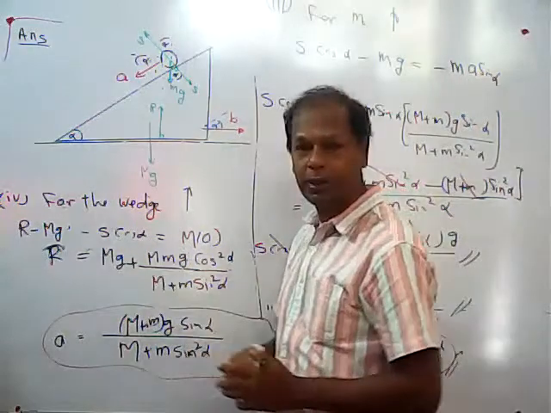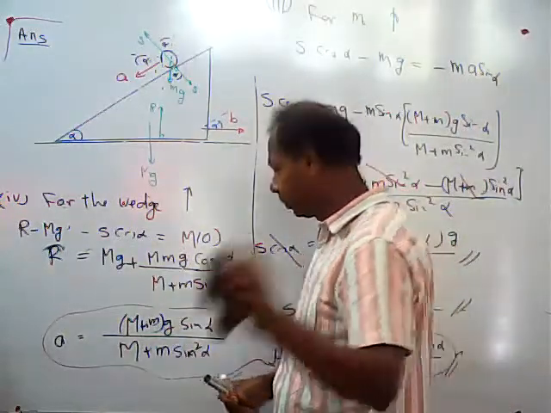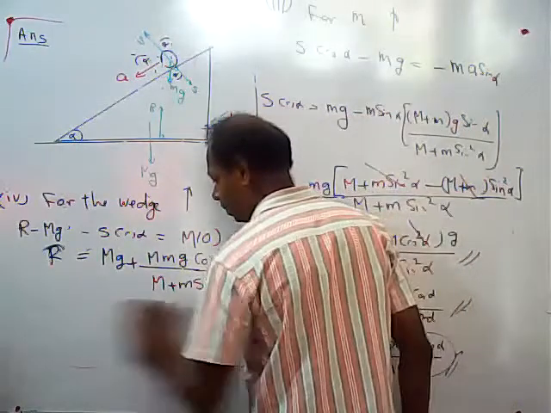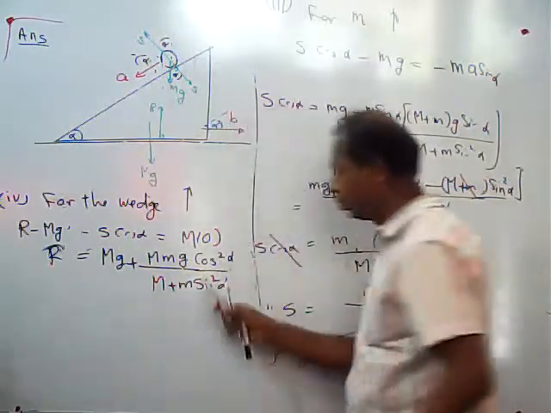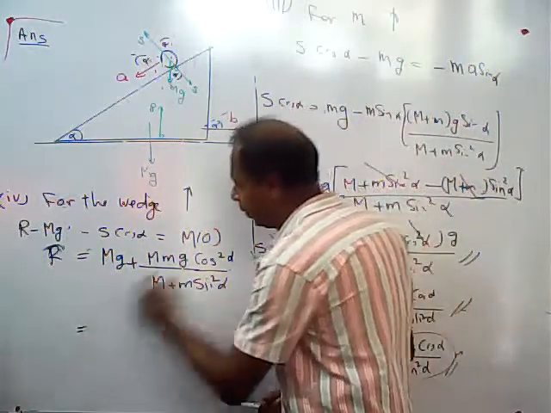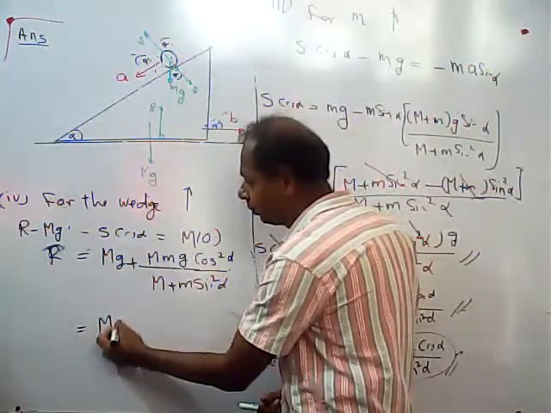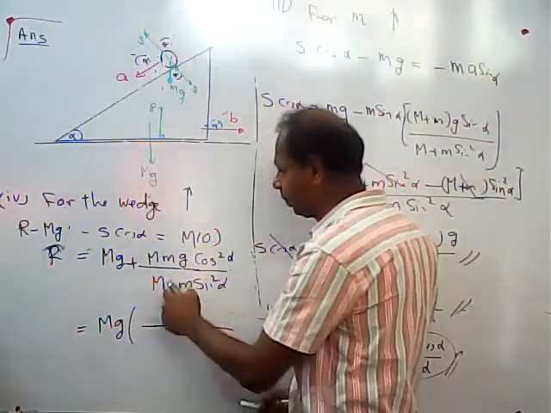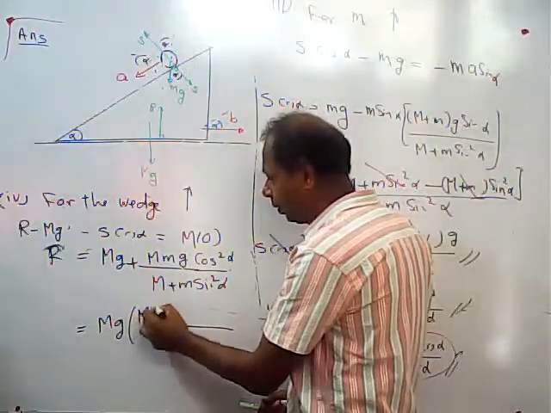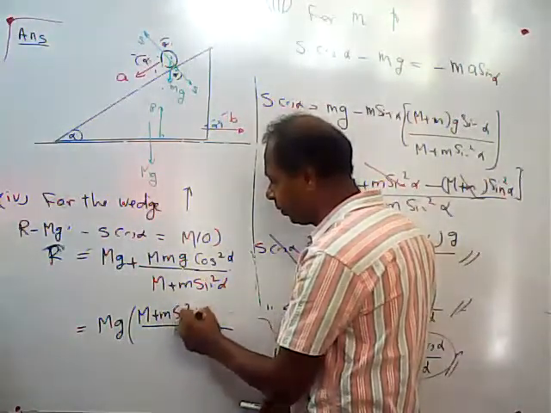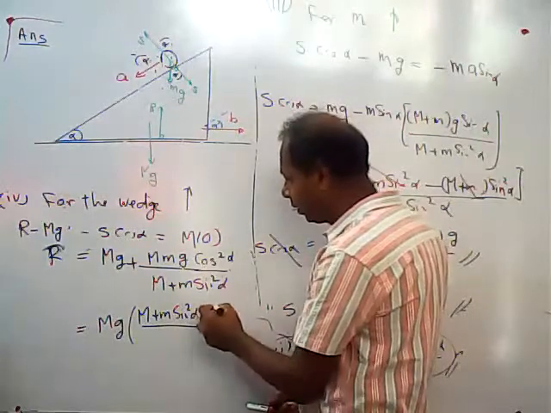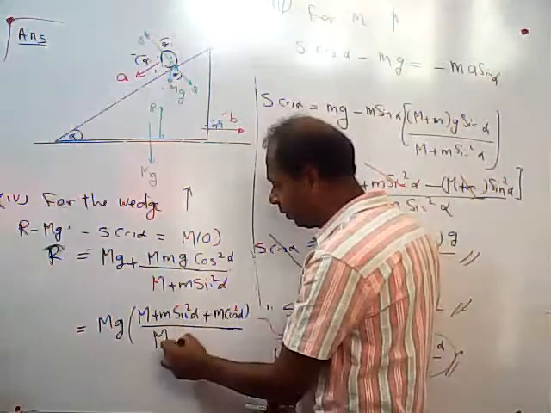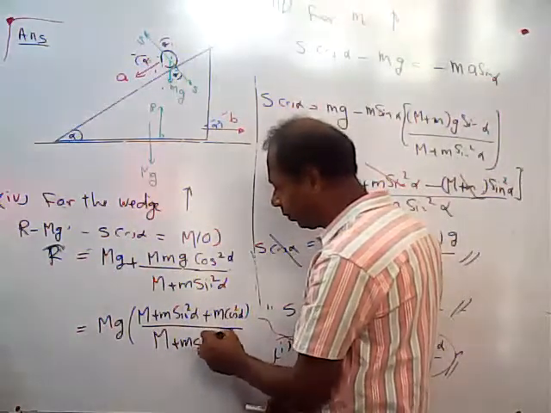So you can take mg out and simplify it. Mg can be taken out, and you are going to get m plus m sin squared alpha plus m cos squared alpha, divided by m plus m sin squared alpha.